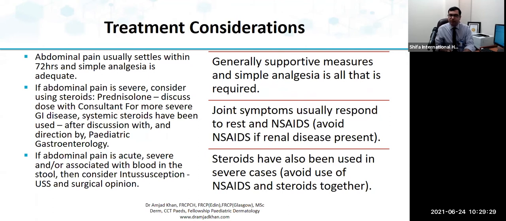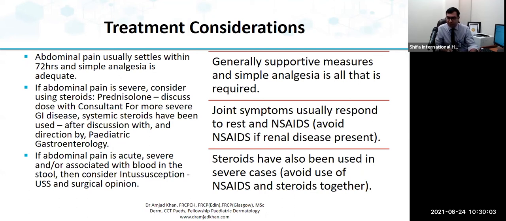Now, treatment consideration, abdominal pain usually settles, so we don't need to give anything beyond simple analgesia, but if it continues, please discuss with a pediatric gastroenterologist. Most of the cities will have one or two, if not more, and because systemic steroids are indicated. I have used it personally, but I wouldn't like to mention the dose just because you need to discuss your patient with your pediatric gastroenterologist, just because there are so many other options, and the dose is adjusted according to the signs and symptoms.